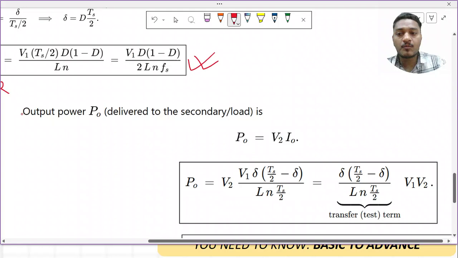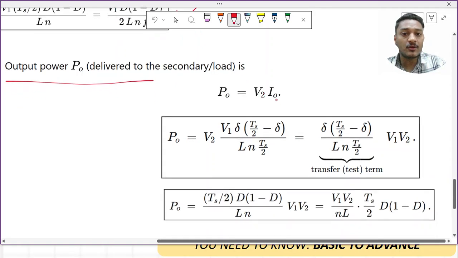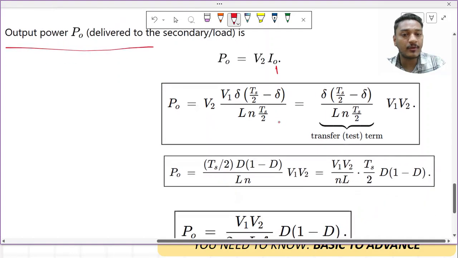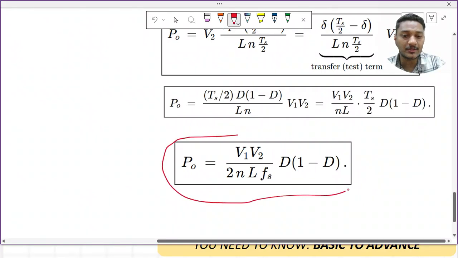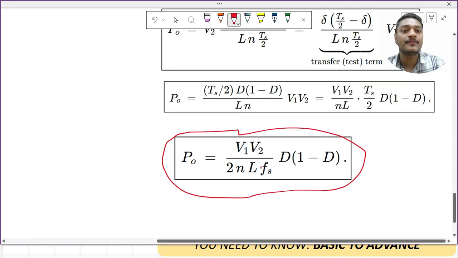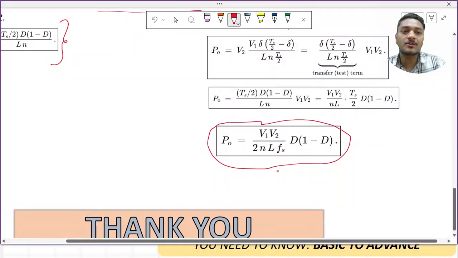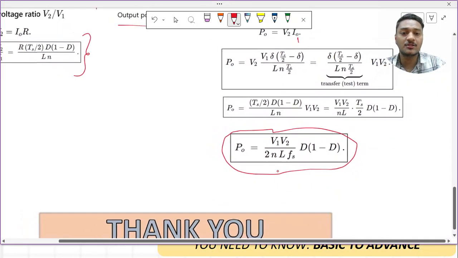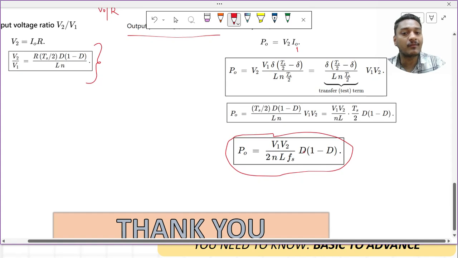So now the output power P naught delivered to the secondary or load is V2 into I naught, that I told you. We know the formula for I naught which we have derived, and when I keep all the things inside the formula, I am going to get this overall expression, and this is a well-known famous expression for the single phase shift DAB converter. P naught equal to V1 into V2 divided by 2 n L Fs multiplied by D in bracket 1 minus D. So this is the overall expression which we are very much interested in. This is how, by changing this D value or delta value, we can have different power for different delta.